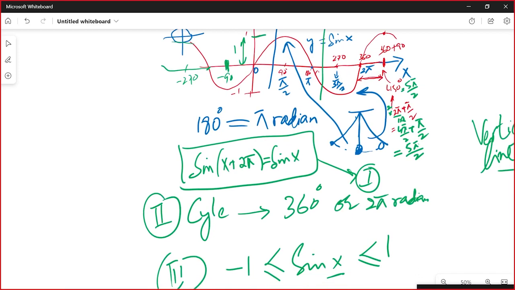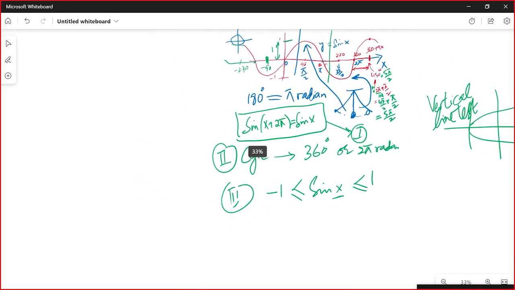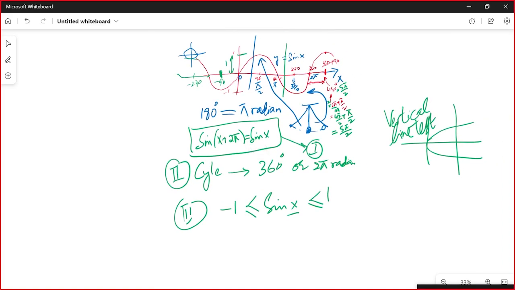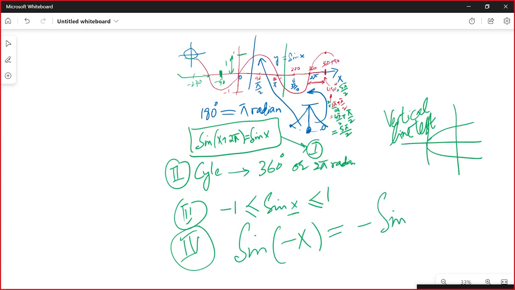So now I move to, should I write it down? Let me just zoom. The fourth rule of sin x: sin minus x equals minus sin x. Let me write it and then we would understand. Does this make some sense to you? Yeah. For example, let me take another color so that we can take an example of this thing.